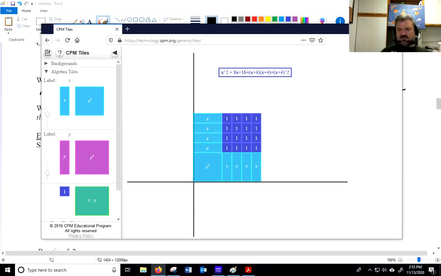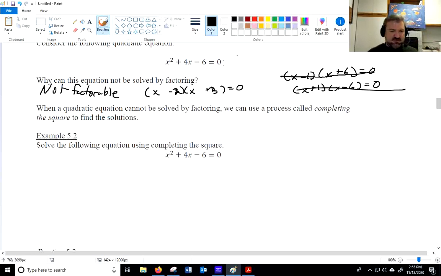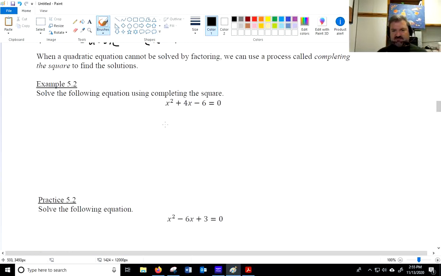Okay, so what does this do for me? Well, let's check it out. Let's go back to this problem. What I'm going to do, and I can do it in lots of different ways, but I found it's easiest in this situation if I just move that 6 over to the other side. So I'm going to say x squared plus 4x is equal to 6.